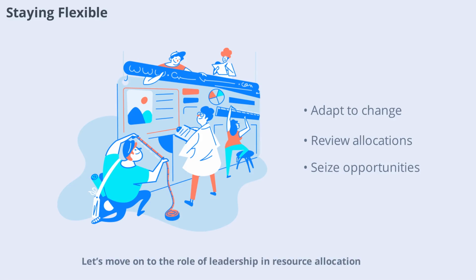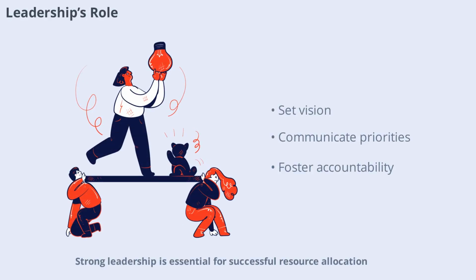Let's move on to the role of leadership in resource allocation. Strong leadership is essential for successful resource allocation. Leaders set the vision, communicate priorities, and make tough decisions about where to invest. They also foster a culture of accountability and transparency, ensuring that everyone understands how and why resources are allocated. By leading by example, managers can inspire their teams to focus on high-impact work.